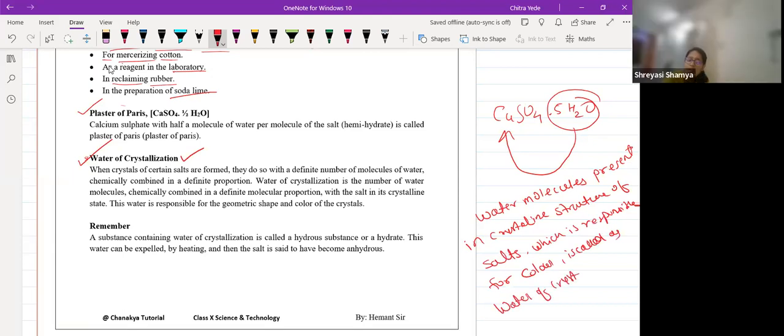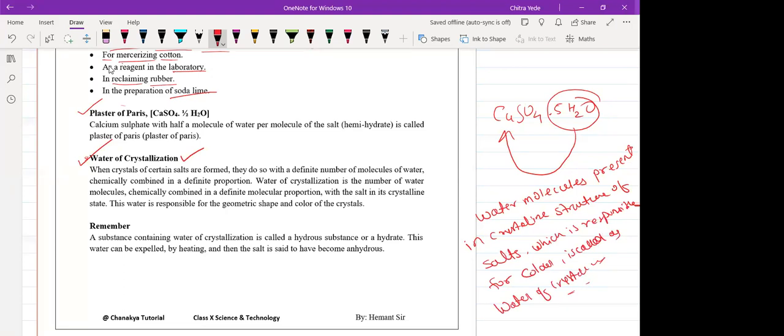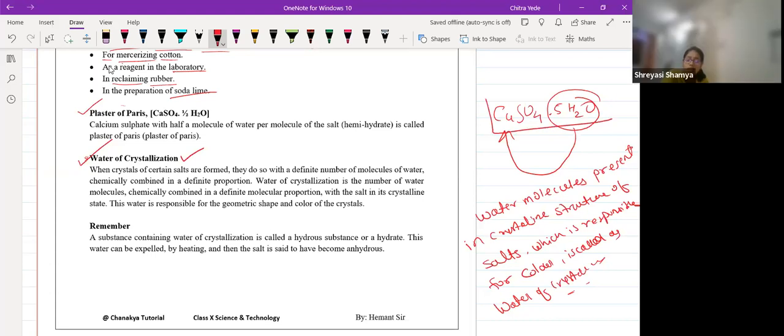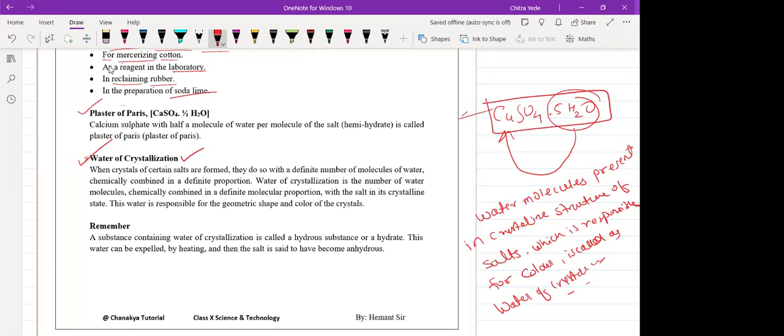Sir, what do you mean by responsible for color? See, you know the blue vitriol, copper sulfate, is blue in color. That blue color is due to the water molecules present there, beta. If you heat that, the water of crystallization is going to evaporate and the blue color disappears. So that blue color is due to the water of crystallization present in the crystalline structure of copper sulfate.